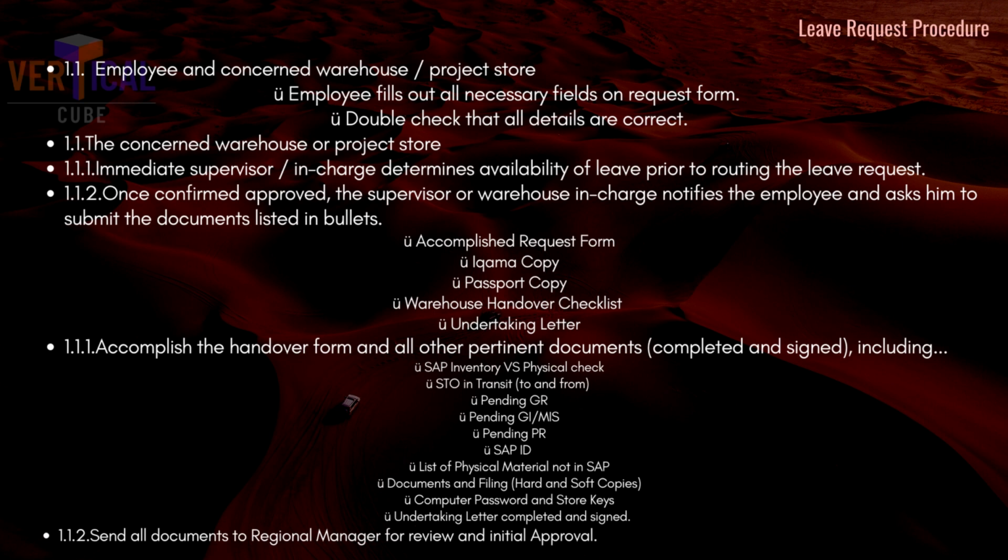1.2.3 Accomplish the handover form and all other pertinent documents, completed and signed, including SAP Inventory vs Physical Check, STO in Transit, to and from, Pending GR, Pending GI/MIS, Pending PR, SAP ID, list of physical material not in SAP, documents and filing, hard and soft copies, computer password and store keys, undertaking letter completed and signed. 1.2.4 Send all documents to Regional Manager for review and initial approval.